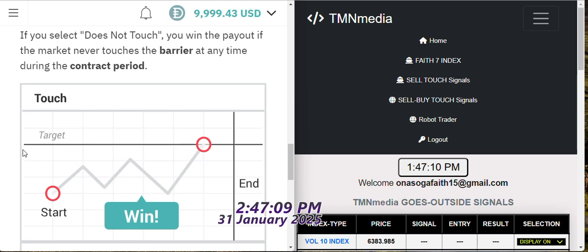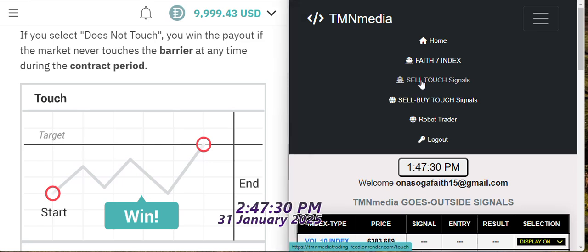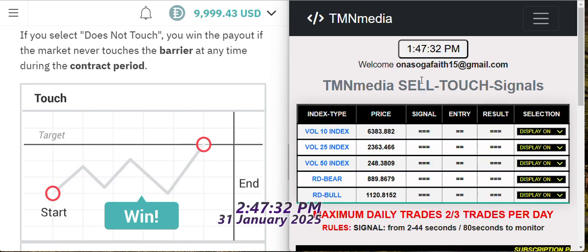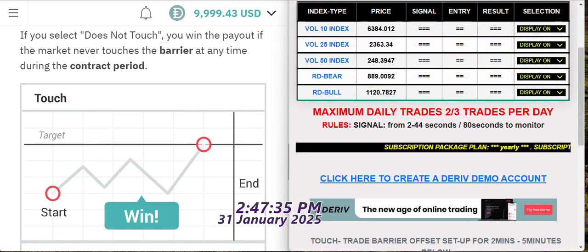Now I need to let you understand how to navigate and get to the page. We have three versions of touch signals available. Number one of them is just sell direction, meaning all the barrier is going to be negative. For that I have signals available for just 5 indices: 10, 25, 50, you can see them here. Now I need you to understand the rule for touch is very simple.